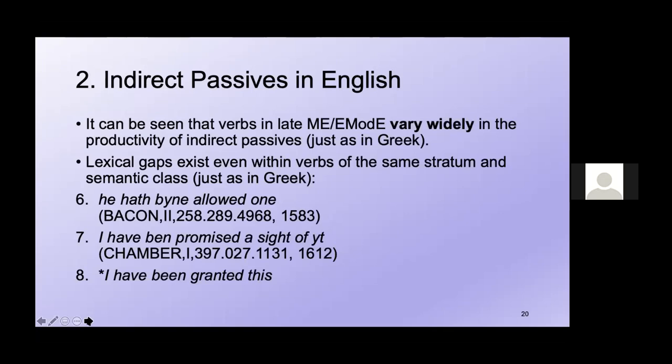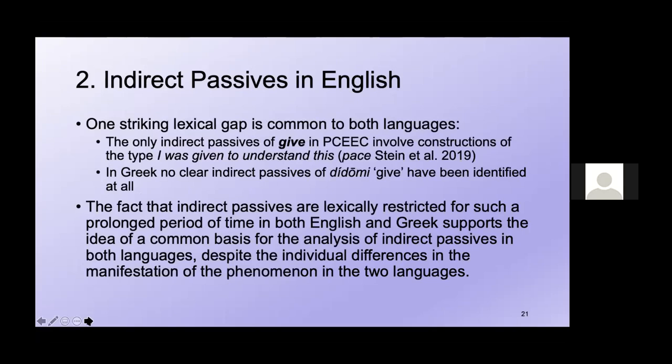And lexical gaps exist even with verbs of the same stratum and semantic class. For example, we see attestations of sentences such as "he has been allowed one" or "I have been promised a sight of it," but never anything like "I have been granted this." And there's one striking lexical gap that's common to both languages. So the only indirect passives of give in English involve constructions of the type "I was given to understand this," and in Greek, no clear indirect passives of didomi, meaning give, have ever been identified at all.